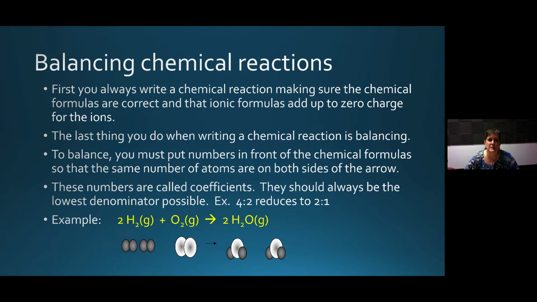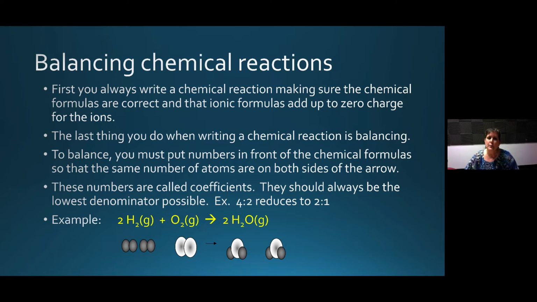Balancing chemical reactions. So remember, first you always write a chemical reaction out with the correct formulas. If you have an ionic formula, you have to check the charges. That is a metal with a nonmetal. So anytime you're writing a reaction and you have a metal with a nonmetal, check your charges. Make sure it adds up to 0. The last thing you do when you write a chemical reaction is actually the balancing part. That's the last thing you do.